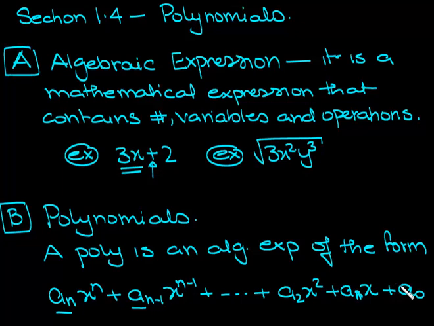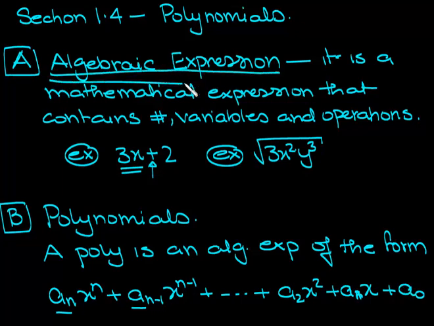Section 1.4 Polynomials. In this section we're going to talk about polynomials and some of the things we can do with polynomials. Anytime we learn something new in math, we always want to do the four basic operations: addition, subtraction, multiplication, and division. So we're going to do stuff like that. But before we can talk about polynomials, let's talk about something called an algebraic expression.